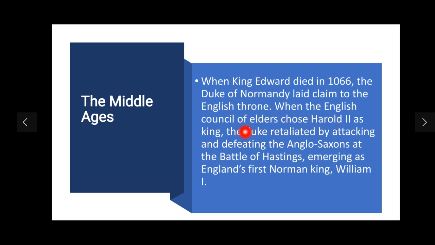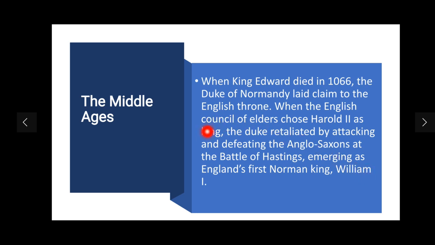When the English Council of Elders chose Harold II as the king, the Duke retaliated by attacking and defeating the Anglo-Saxons at the Battle of Hastings, emerging as England's first Norman king, who is known as William I. So William I was the first Norman king. He belonged to France, right?